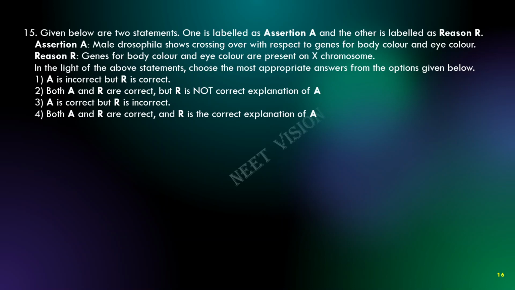The statement that male Drosophila shows crossing over with respect to genes for body color and eye color is wrong. The assertion is wrong. Genes for body color and eye color are present on the X chromosome. Yes, absolutely true. That is why males cannot show crossing over, whereas females can during meiosis. So A is incorrect, R is correct. The first option must be the correct one. Let us see the answer.